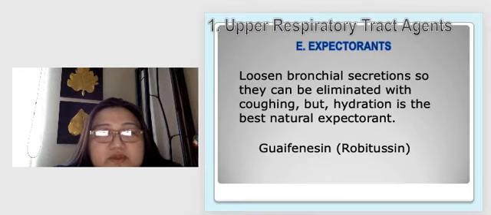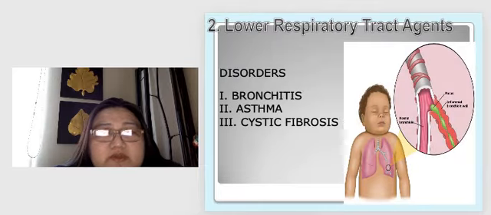Expectorants. Expectorants loosen bronchial secretions so they can be eliminated with coughing. But remember that hydration is still the best natural expectorant. And guaifenesin is an example of that. For lower respiratory tract agents, there are also many disorders. We have bronchitis, we have asthma, and we have cystic fibrosis.